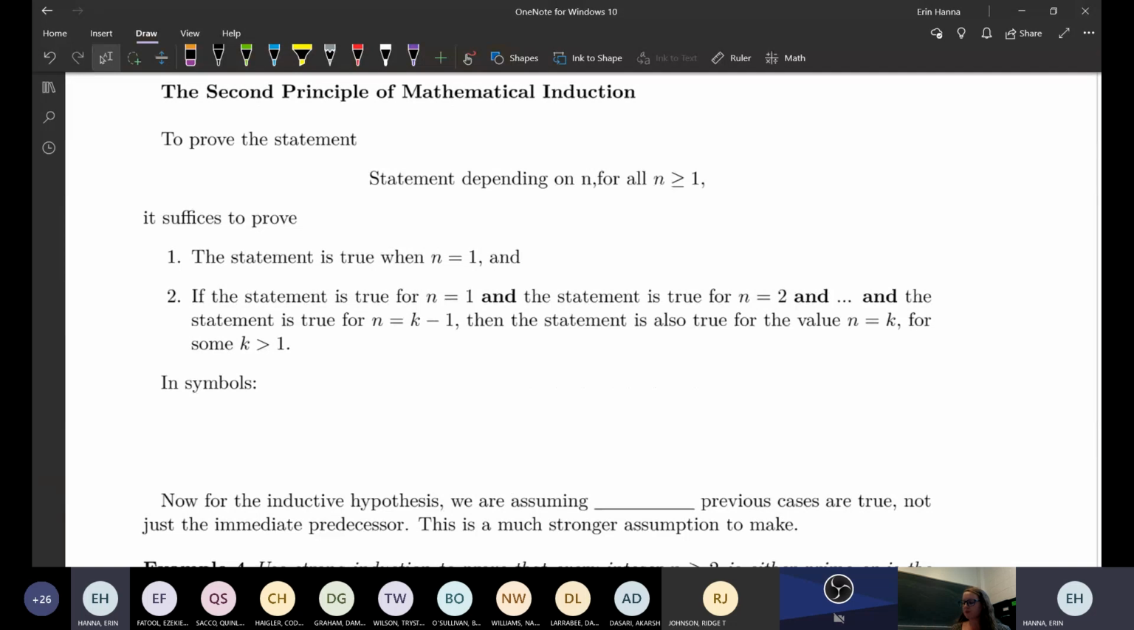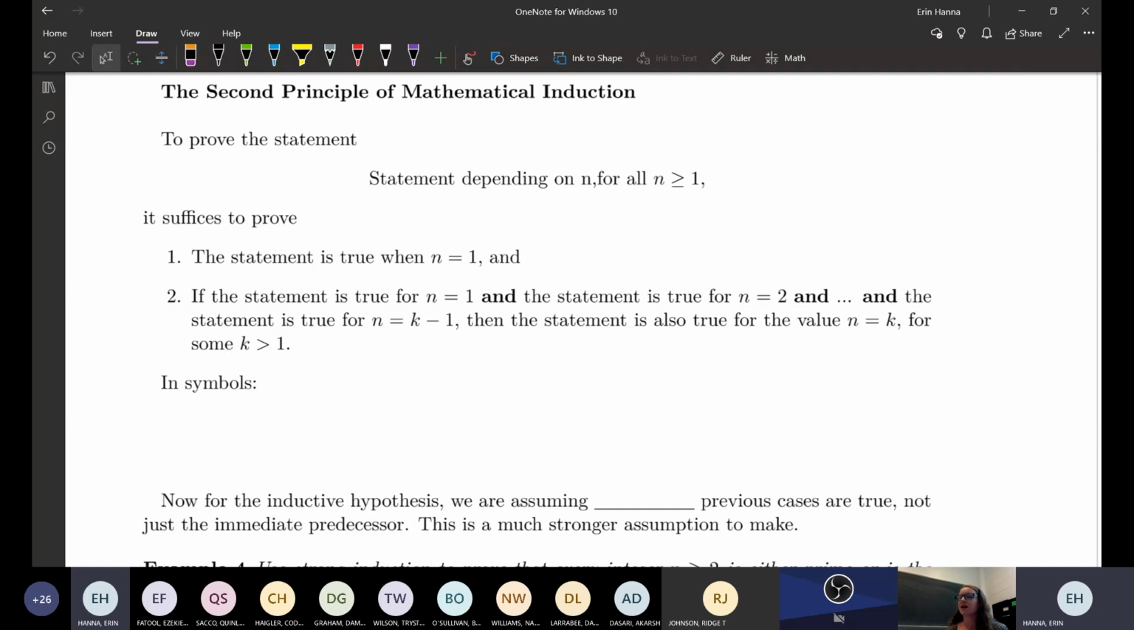So say we want to prove a statement depending on all n for n greater than or equal to 1. It suffices to prove that it's true for n equals 1, the base case, but then say that we're going to assume that it's true for n equals 1 and for n equals 2 and for n equals 3 and all the way up through k minus 1.